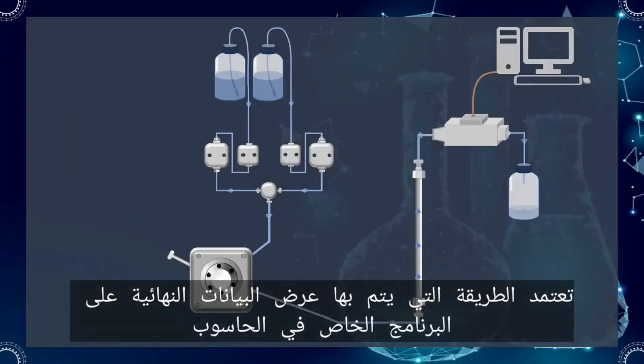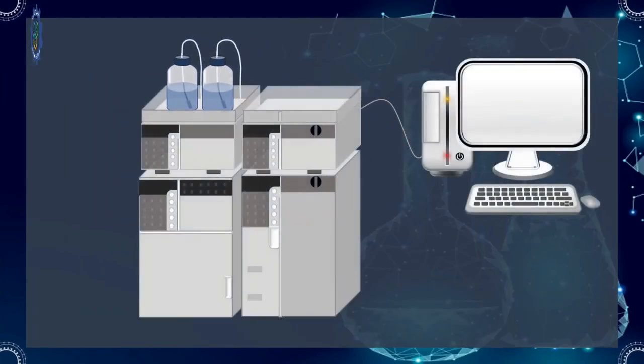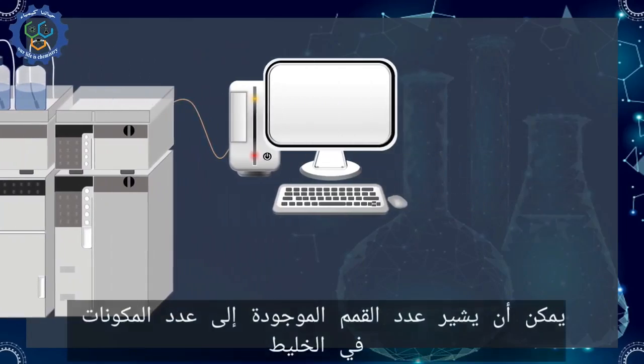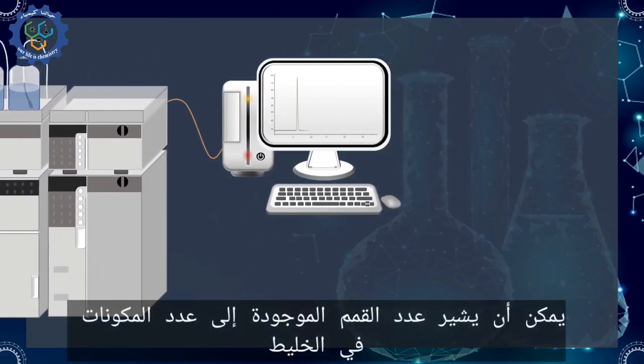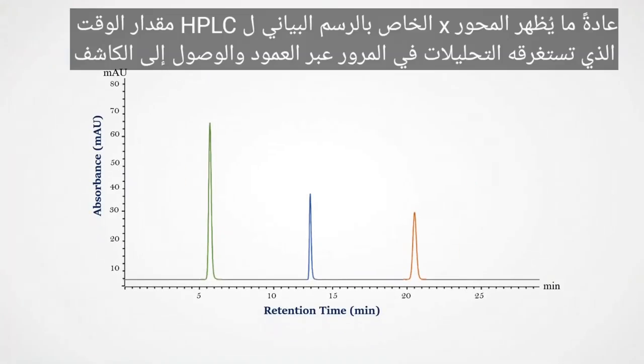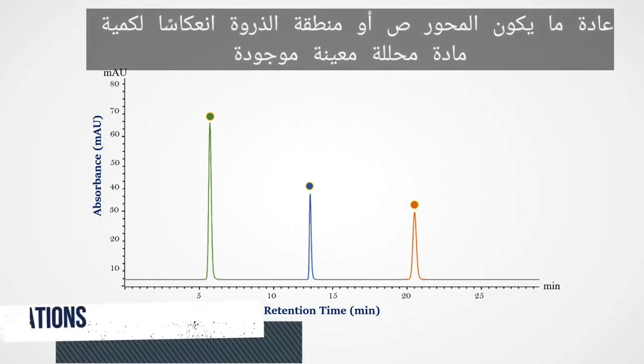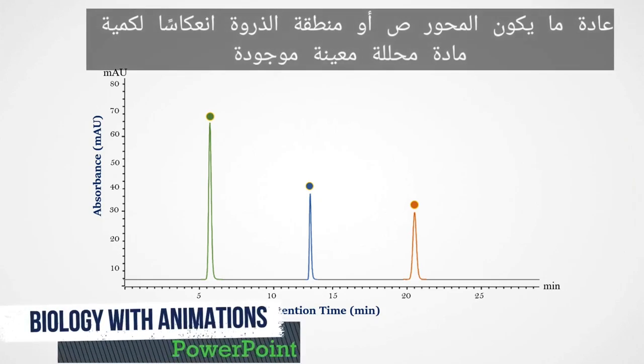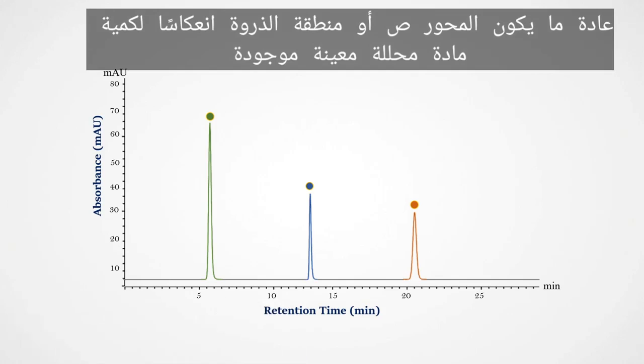The manner in which the final data is displayed is based on the computer and software. The number of peaks present can indicate how many components are in the mixture. Usually, the x-axis of the HPLC chromatogram shows the amount of time taken for the analytes to pass through the column and reach the detector. Typically, the y-axis, or the area of the peak, is a reflection of the amount of a specific analyte that is present.